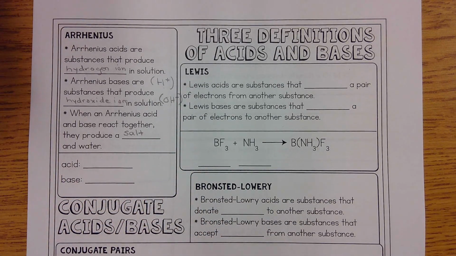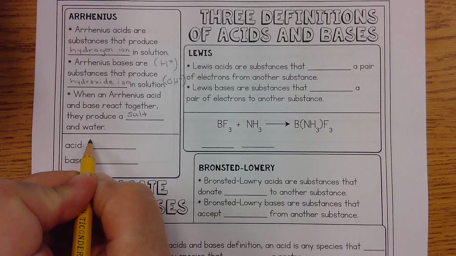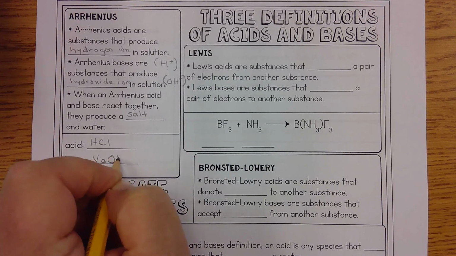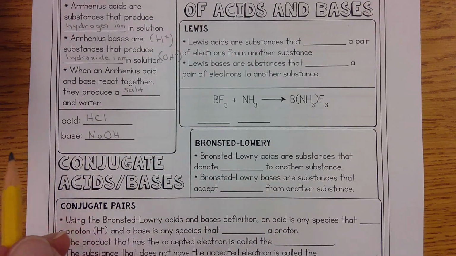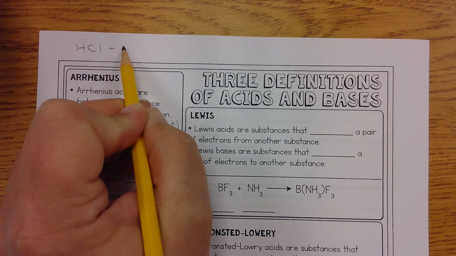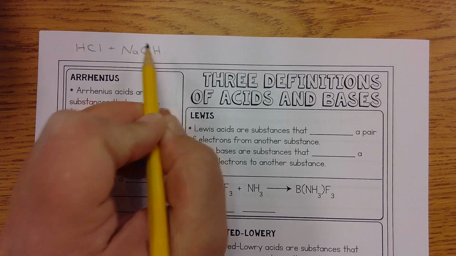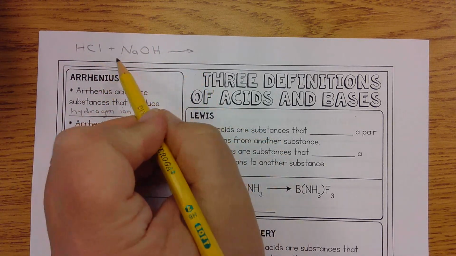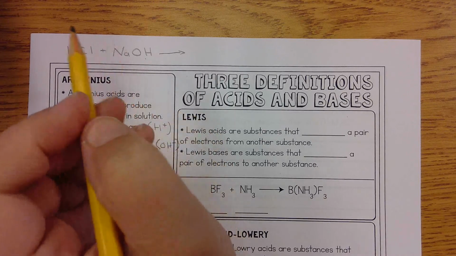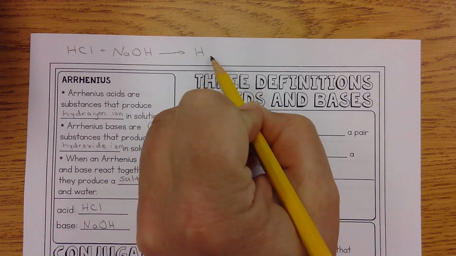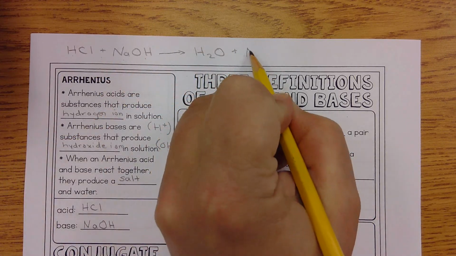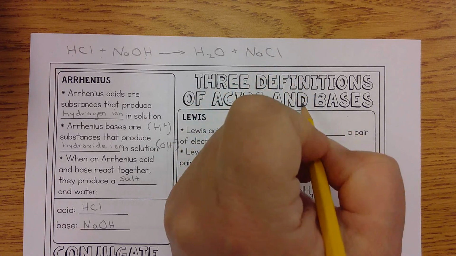When these acids and bases are mixed together, for example, if we have hydrochloric acid and sodium hydroxide, this is a real basic one, but I'm going to write this equation up here at the top. When you add those two things together, HCl plus NaOH, this is a double displacement reaction. Remember where the positive and the negatives switch. So the hydrogen will combine with the OH to make H2O. And then the sodium and the chlorine will combine to make NaCl, table salt.